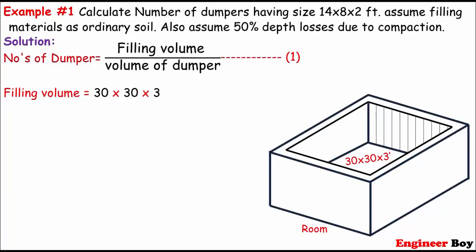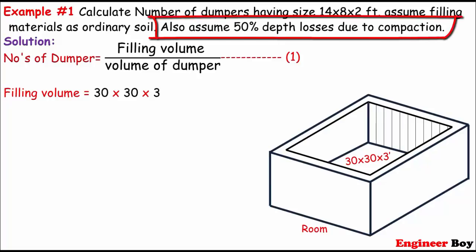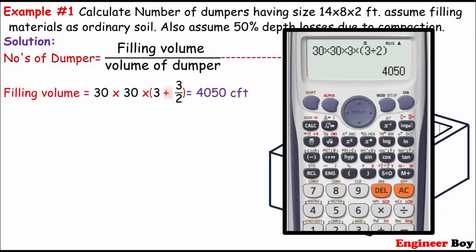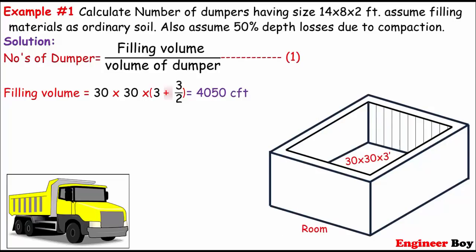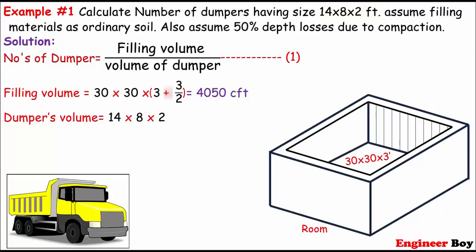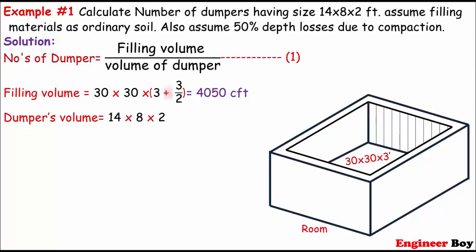In the example, we are informed to assume 50% depth loss due to compaction. This means the depth should be increased by half because we are losing half the depth due to compaction. So this must be the filling volume, which is 4050 CFT. CFT means cubic feet. Now we have to calculate the volume of dumper, which is size 14 times 8 times 2 feet. There is no loss due to compaction because the dumper is a dumper. We don't need to compact the material inside the dumper. So 14 times 8 times 2 feet must be 224 CFT.